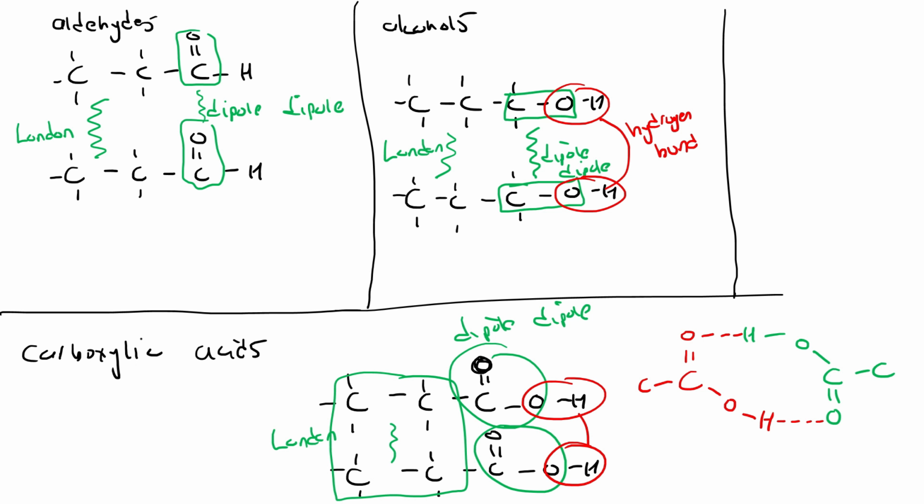So carboxylic acids will always have the highest boiling point between aldehydes, alcohols, and carboxylic acids, as long as you're comparing the same amount of carbons, 3 carbons in each of these.